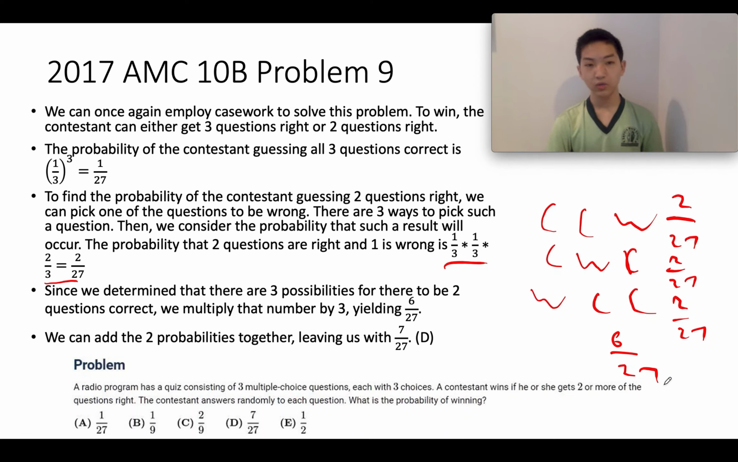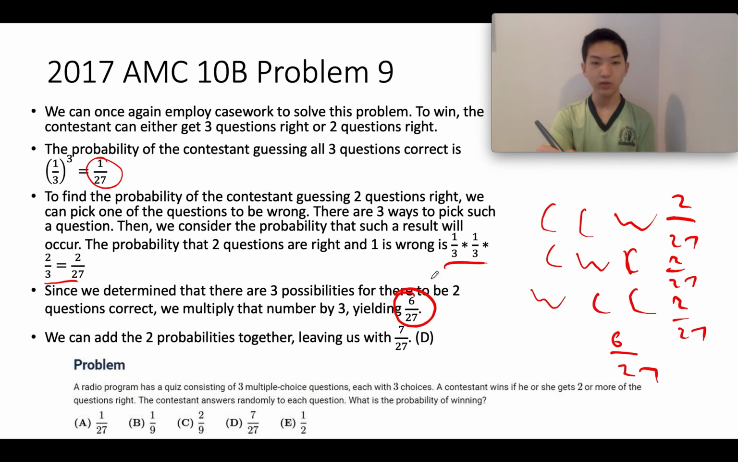Then we can add the 2 probabilities together, this one and this one, leaving us with 7/27, which is equal to D. The reason why we can add those 2 together is that those are just 2 events that both satisfy our condition. We only need one of those events to happen, and those events are mutually exclusive of each other. We can't simultaneously have all 3 questions correct and all 3 questions wrong.